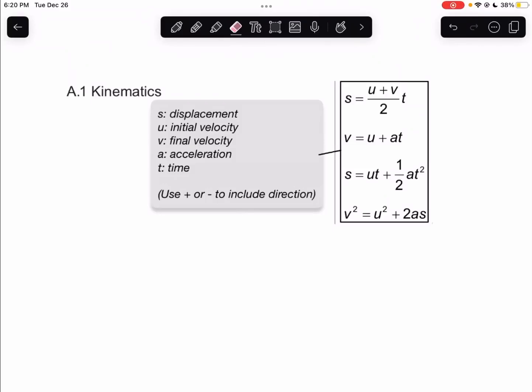Here are the 4 kinematic equations given in the IB formula booklet. Now, where S is the displacement, U is the initial velocity, V is the final velocity, A is the acceleration, and T is the time. Now, how do we derive these formulas?